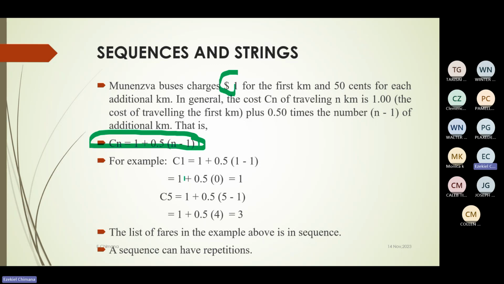So this one was when you travel 1 kilometer. For example, this one is n minus 1. 1 minus 1 is going to give you a 0. So, okay, this one we travel 1 kilometer. Then this one is when you travel 5 kilometers, which is going to give you $3 as the cost. So the list of fares in the example above is a sequence. A sequence can have repetitions as well.